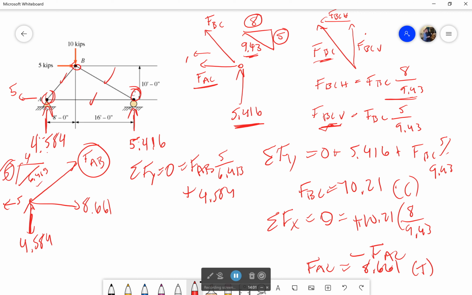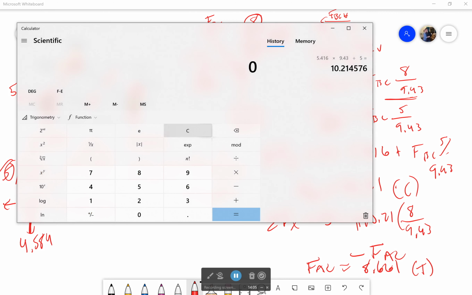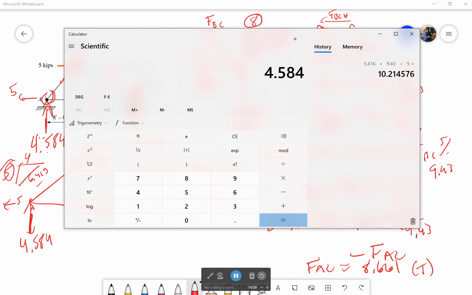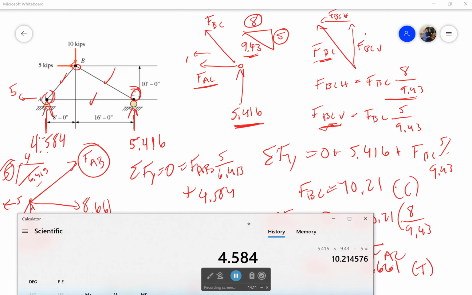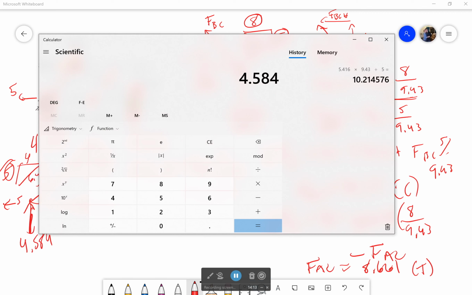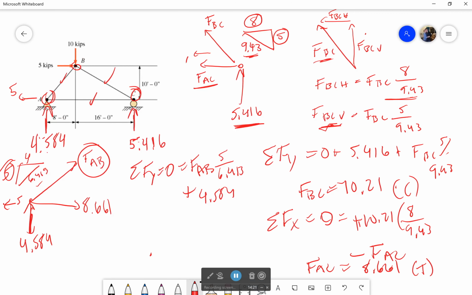So I'm going to solve for this, and what do I get? 4.584 times 6.403 divided by 5. It'll be 5.879. Okay. So force AB is equal to negative 5.879, which tells me it's in compression. And that's it. I have solved for everything.